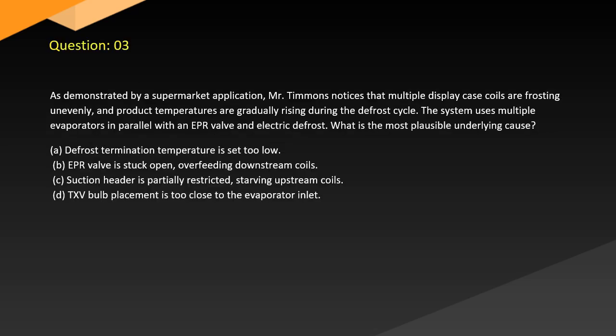Question 3. As demonstrated by a supermarket application, Mr. Timmons notices that multiple display case coils are frosting unevenly and product temperatures are gradually rising during the defrost cycle. The system uses multiple evaporators in parallel with an EPR valve and electric defrost. What is the most plausible underlying cause? A. Defrost termination temperature is set too low. B. EPR valve is stuck open, overfeeding downstream coils. C. Suction header is partially restricted, starving upstream coils. D. TXV bulb placement is too close to the evaporator inlet.